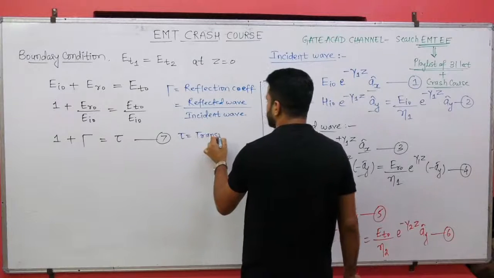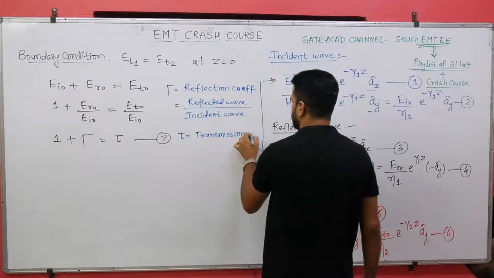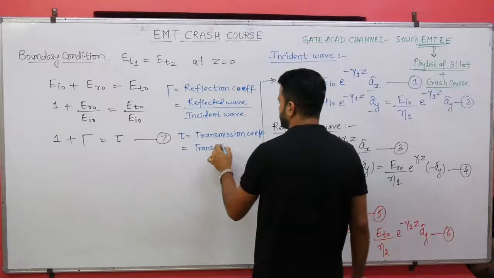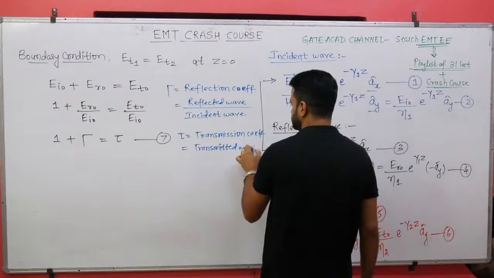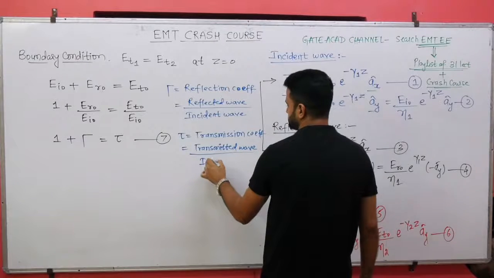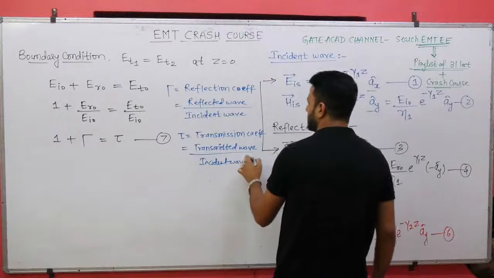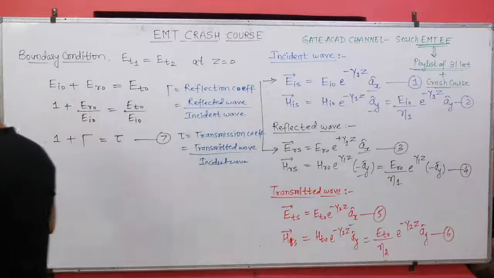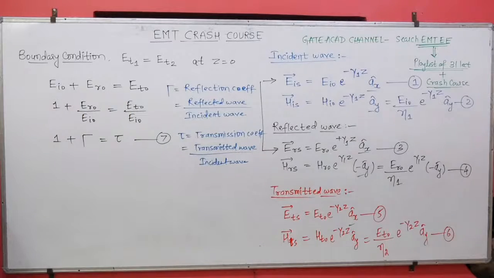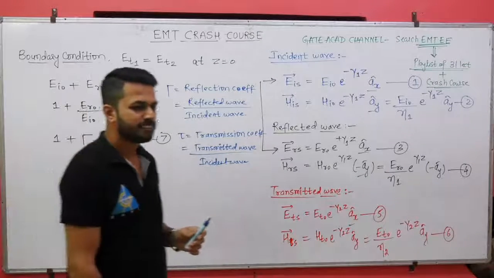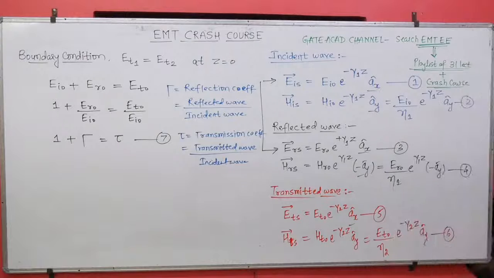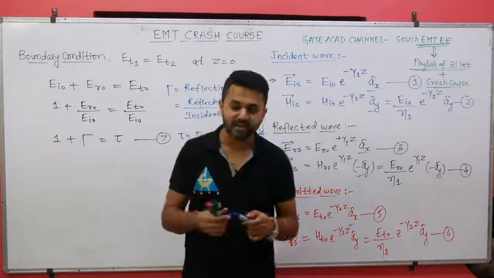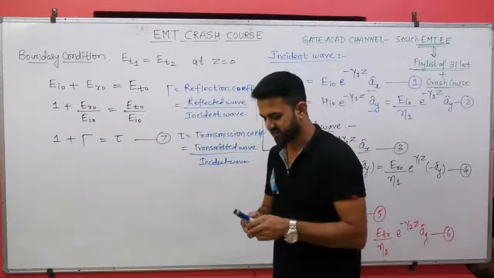The transmission coefficient tau is the transmitted wave divided by incident wave, and especially the peak value of the transmitted wave divided by the peak value of the incident wave. Okay. In general we said the transmitted wave divided by incident wave, but actually it is the peak value. As you can see, ER0 and EI0 are the peak values of the reflected electric field and incident electric field, right?